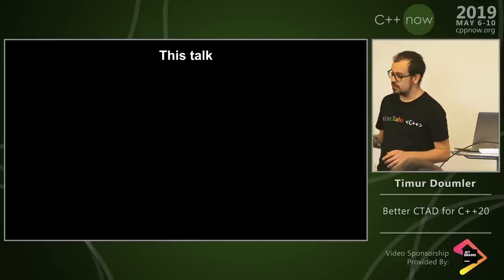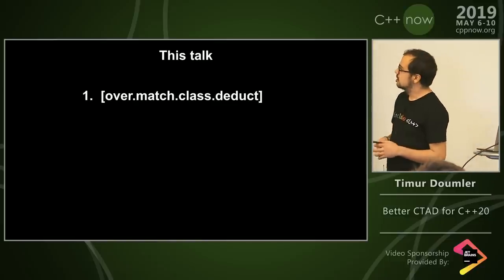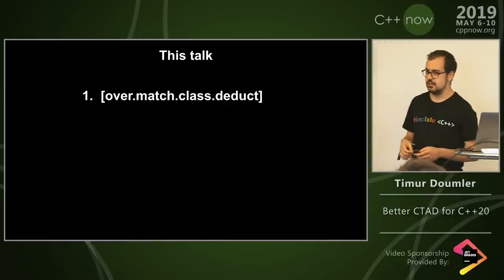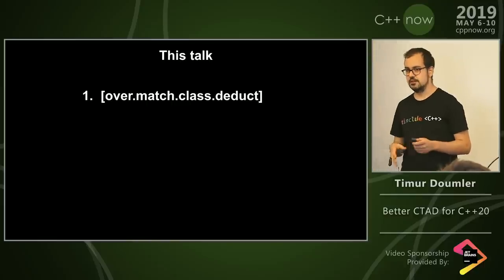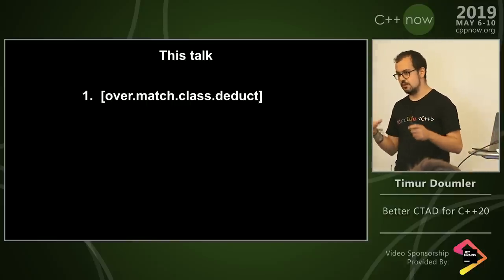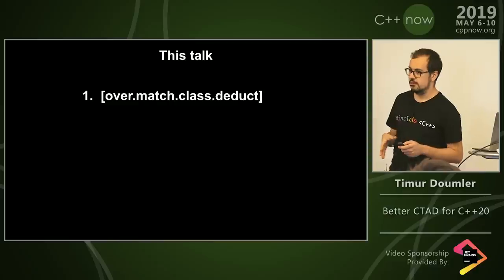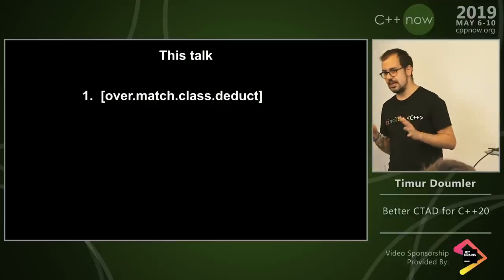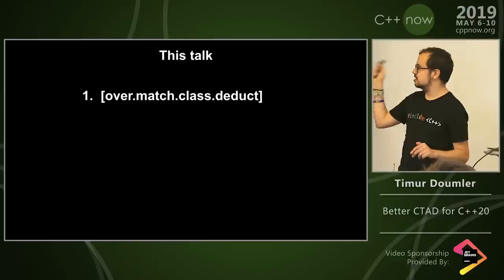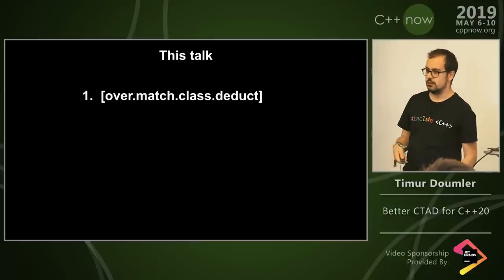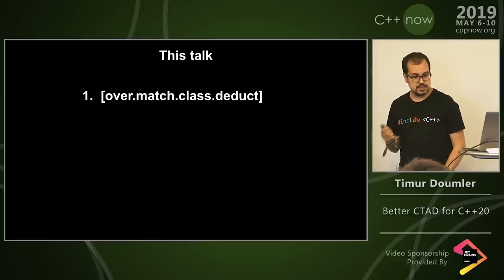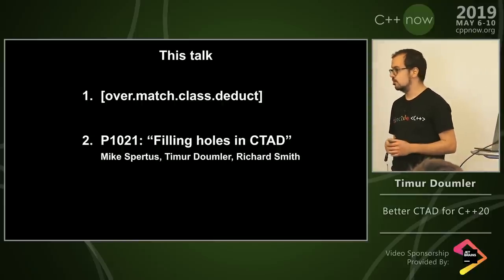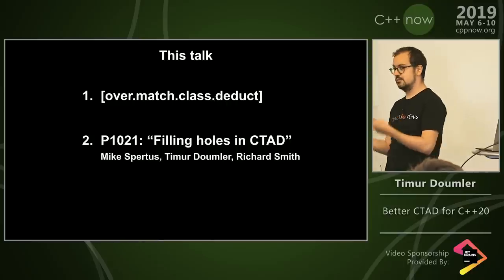It's going to be three parts. The first part is literally this part of the standard, which is how CTAD works today in C++17. I'm going to spend a fair amount of time explaining the core language machinery, exactly how CTAD works, because it's important that we're all on the same page for the rest. After this section, you're all going to be able to understand exactly what's going on under the hood. Then the second part of the talk will be this paper, of which I'm one of the authors, which is basically CTAD for C++20.